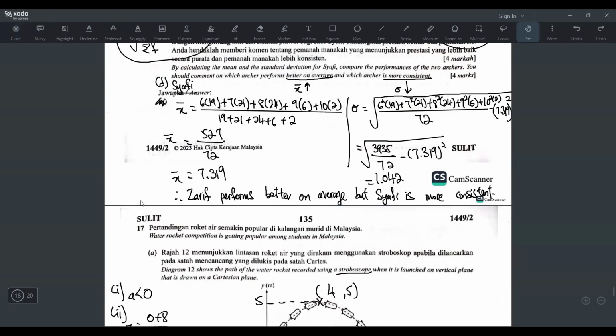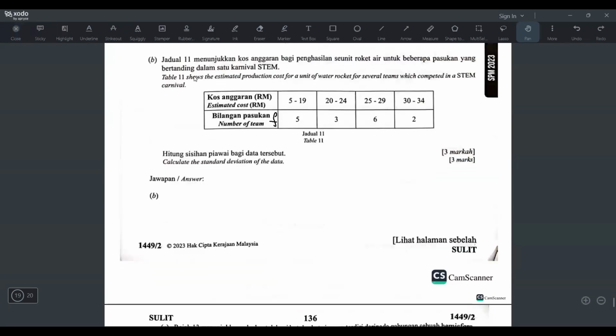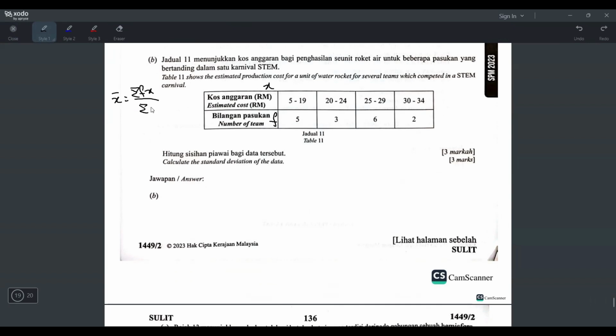But now I'm doing 17. Now this is group data. So I have to find out the midpoint. So let's find out the midpoint for everybody here. Okay. I will also write down the mean formula here again for you. So sum of fx divide with sum of f. This is the mean formula.